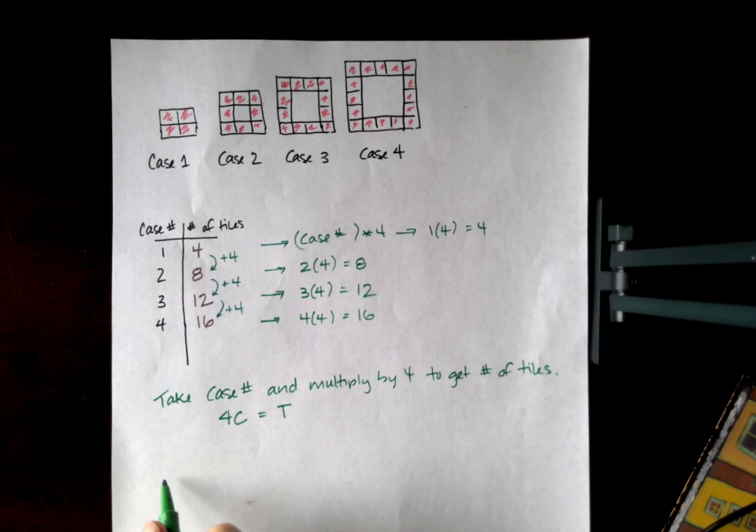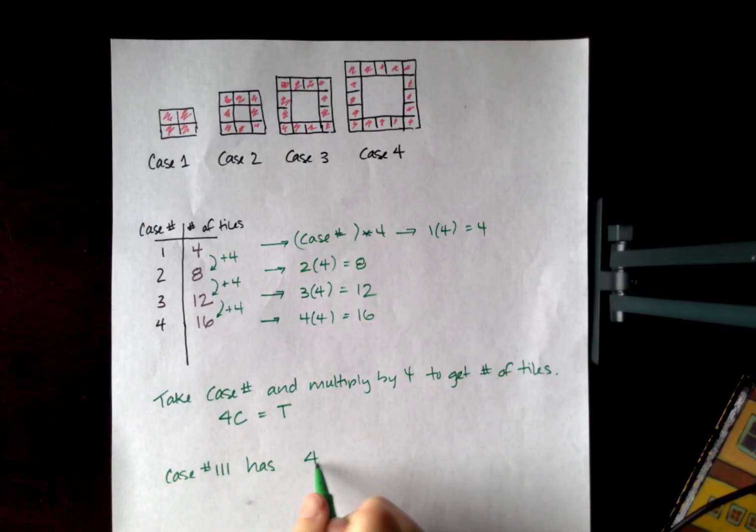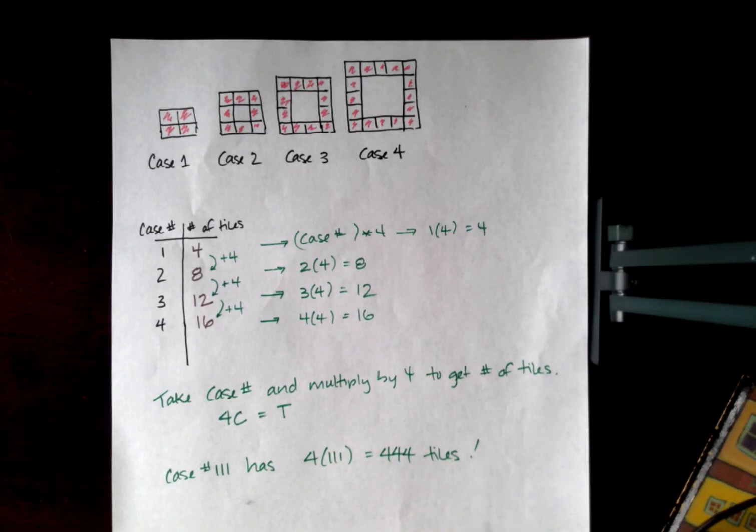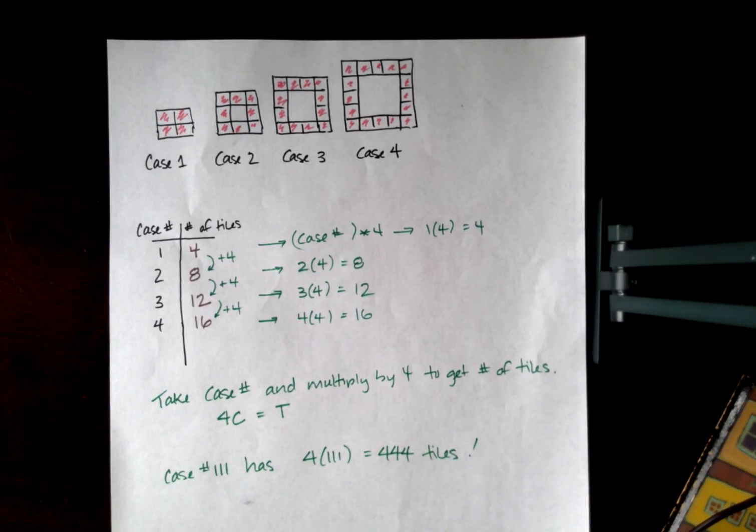We can say, okay, if I have case number 111, if I wanted to know about that, we would take 4 times 111 to give us 444 tiles. So that's how this one would work.